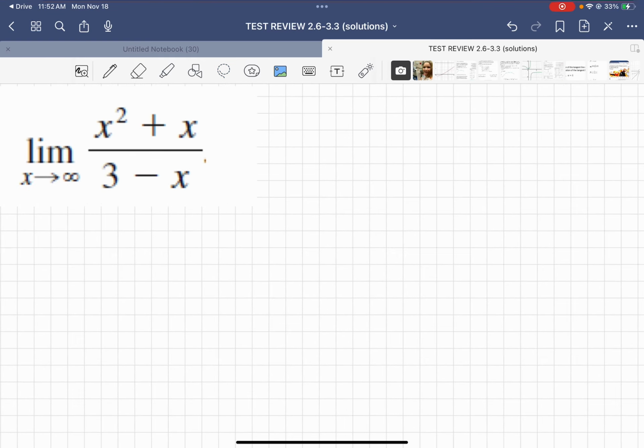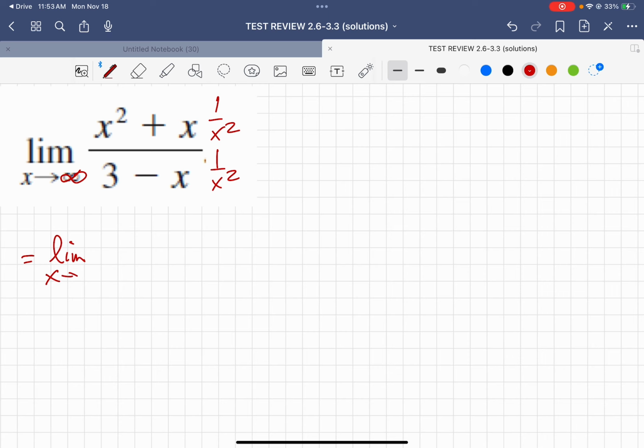So here, again, it's this idea of 1 over the highest power. As x goes to infinity, that's why we use 1 over the highest power. In this case, right now, if you try to plug it in from the beginning, you're going to get infinity over infinity, which makes no sense. But if you do it this way, you're going to get 1 plus 1 over x.